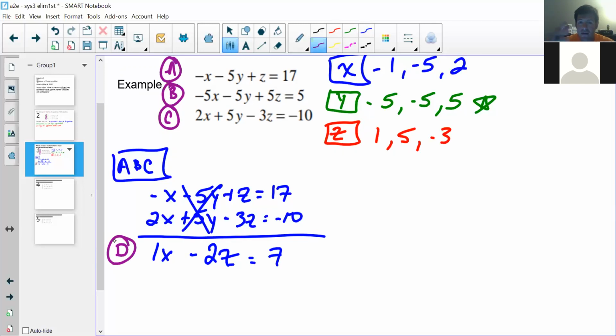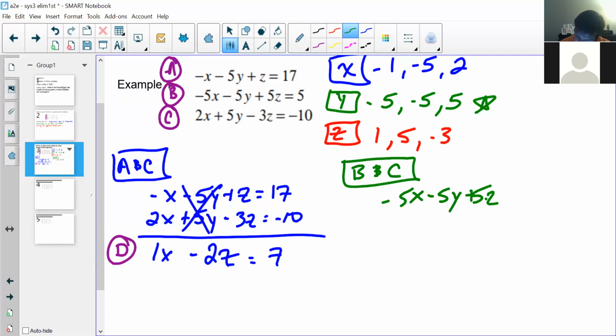So I'm going to go back to the equations I have at the top. And now what I'm going to do is take a look at the two equations B and C. So I'm going to just write them down first. -5x minus 5y plus 5z, excuse me, a lot of 5's here, is equal to 5. And then I have 2x plus 5y minus 3z is equal to -10.